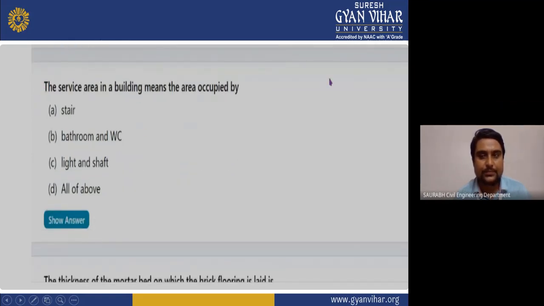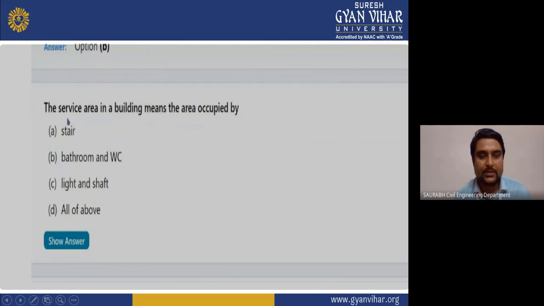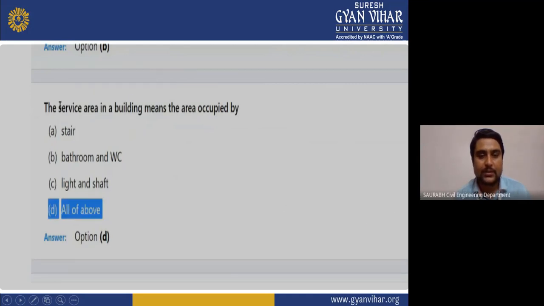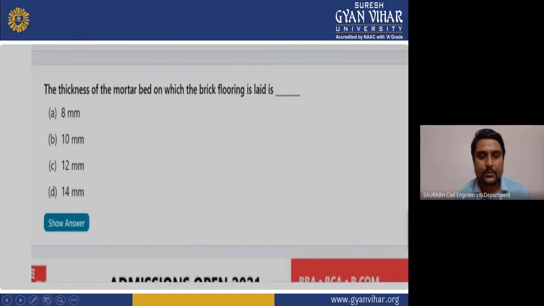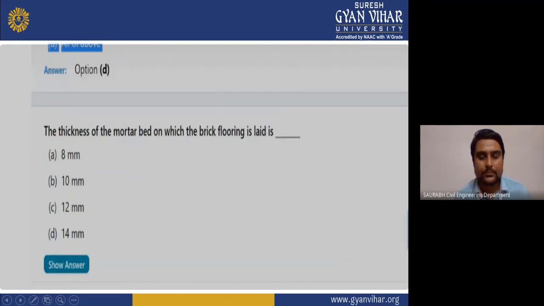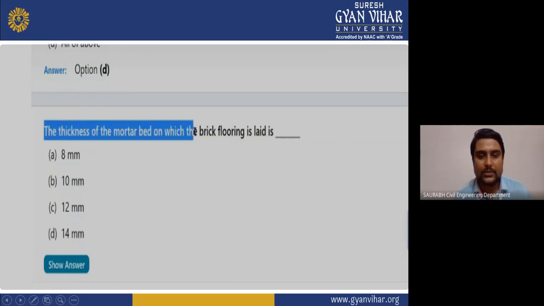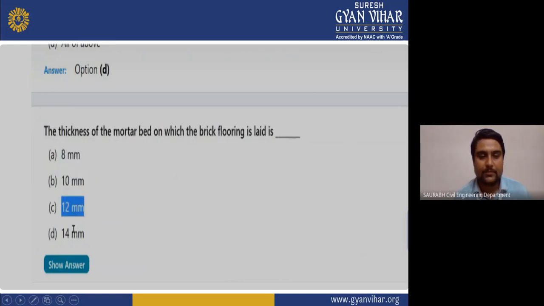Next question: service area in a building means the area occupied by the stair, bathroom and WC, lift and shaft, or all of the above. Here the right answer will be all of the above. That will be your right answer, and these places are known as the service area of a building. Come on the next question. The thickness of the mortar bed on which the brick flooring is laid is, options 8 mm, 10 mm, and 12 mm. Here the right answer will be C, it is 12 mm.